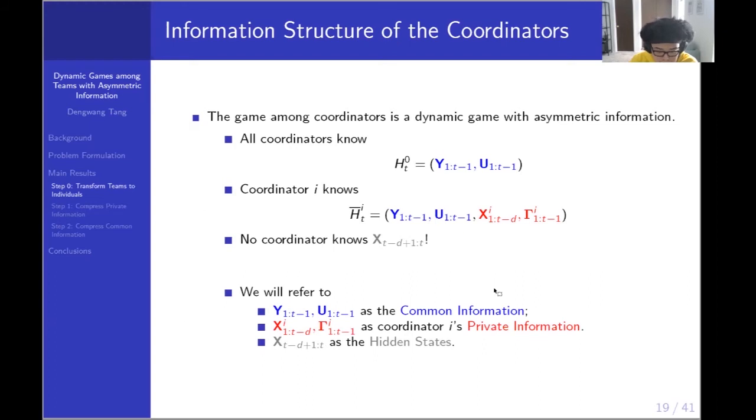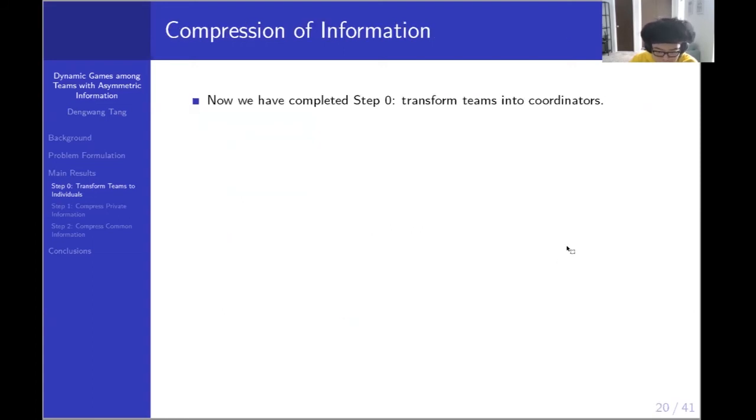So in the rest of the presentation, we will refer to the common information of the coordinators as simply the common information, the private information of a coordinator as simply the private information, and the states after time t-d as the hidden states. So we have completed this step.